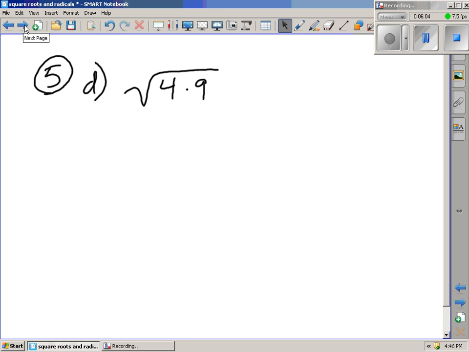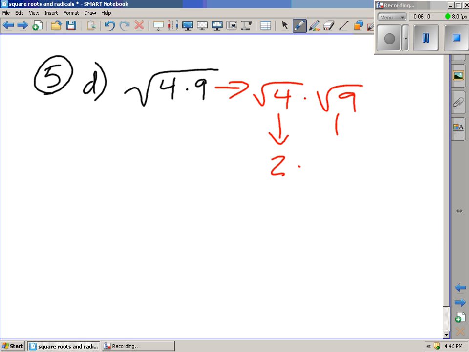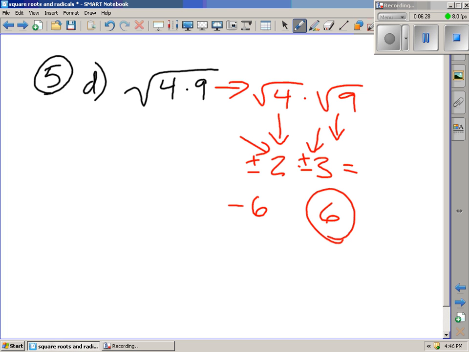All right, 5D, again, follow the same rule. We have the square root of 4 times the square root of 9. The square root of 4 is equal to 2. The square root of 9 is equal to 3, and we get 6 as our result. Once again, don't forget that the square root of 4 could be 2 or negative 2. This could be 3 or negative 3, so the result could be either 6 or negative 6 as well, depending on whether you choose a positive or a negative.